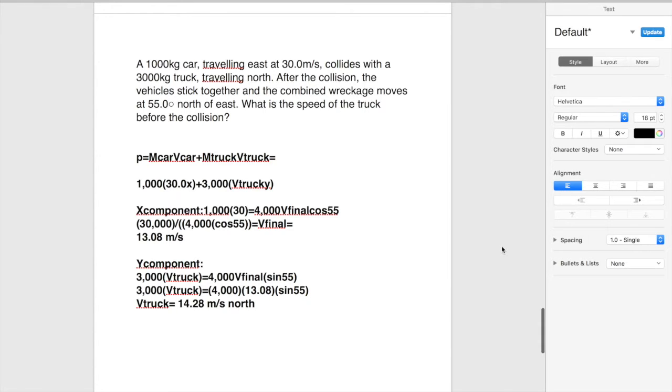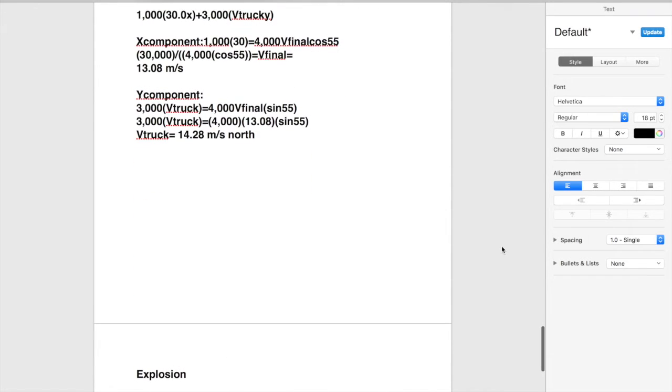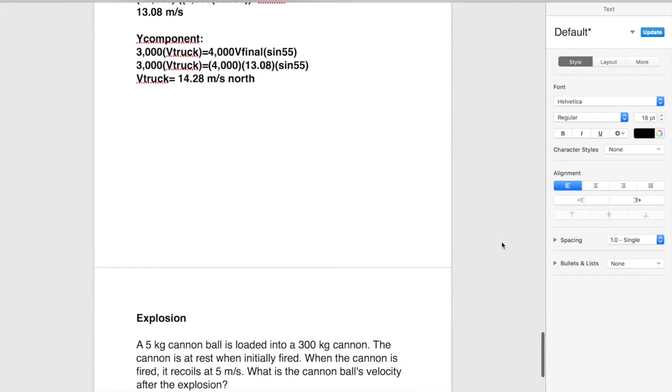All right, that was slightly hard, but you have to know that when you break it up into two components, into the x component and the y component, it is much easier to solve. Most of the time when you're trying to solve for the initial velocity of either in the x component or the y component, it helps to find the final velocity first. Now let's look at our last problem, which is dealing with explosions.